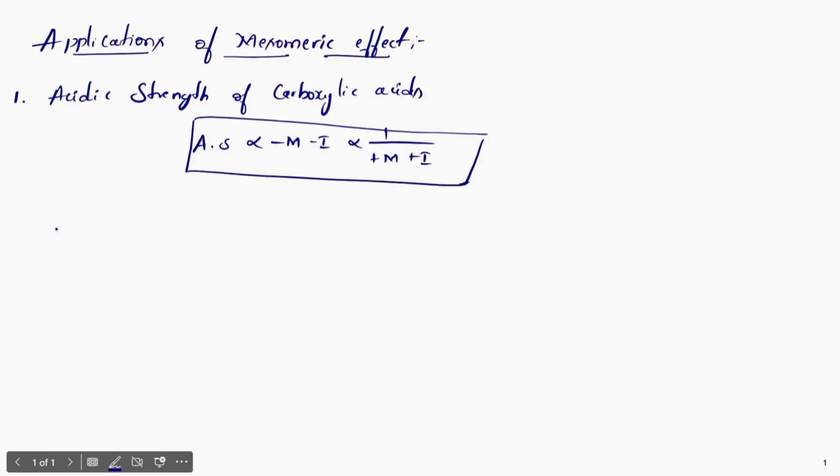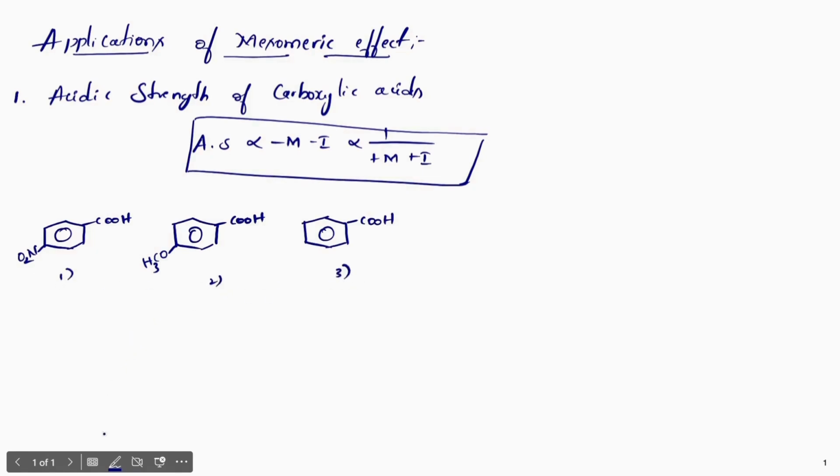First one is, consider benzoic acid, at ortho position NO2 group is attached. Next one is, again consider benzoic acid. At ortho position OCH3 group is attached. And then consider benzoic acid. So this is first, second and third.